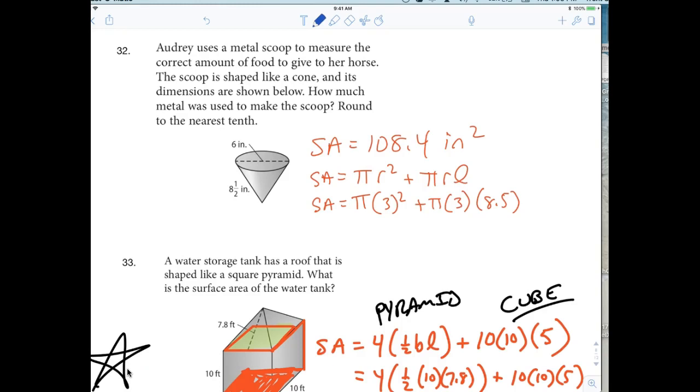Ooh, Mr. Ben. The scoop is shaped like a cone, and its dimensions are shown. Oh, he's right. How much metal would be used to make the scoop?